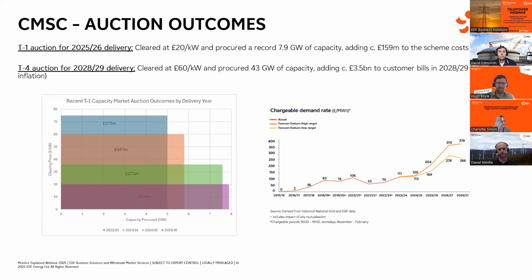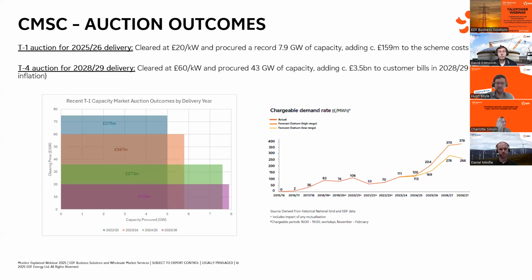Indeed, I think this T-4 auction that just took place in March for April 2028 delivery cleared at £60 a kilowatt. The third year in a row that it's cleared at or above £60 a kilowatt, and it procured, again, 43 gigawatts of capacity. So adjusting that roughly for inflation, it's still a bit of a forecast, you're adding about £3.5 billion to customer bills in the 2028-29 delivery year. So it's becoming a more and more significant cost.